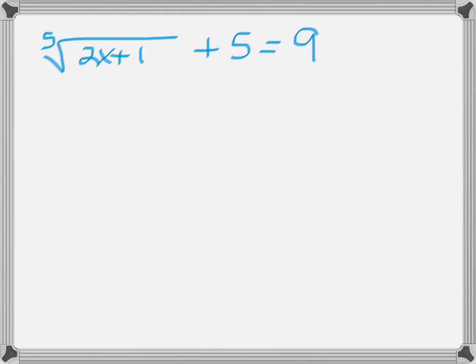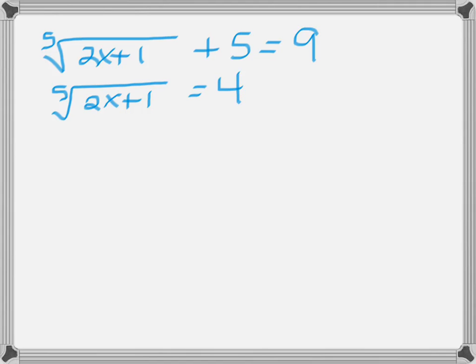So here's another problem. This time I'm going to do a fifth root. The fifth root of 2x plus 1 plus 5 is equal to 9. So we're going to isolate the radical. We're going to keep the fifth root of 2x plus 1 on the left, and we're going to subtract 5 from each side, giving us 4.